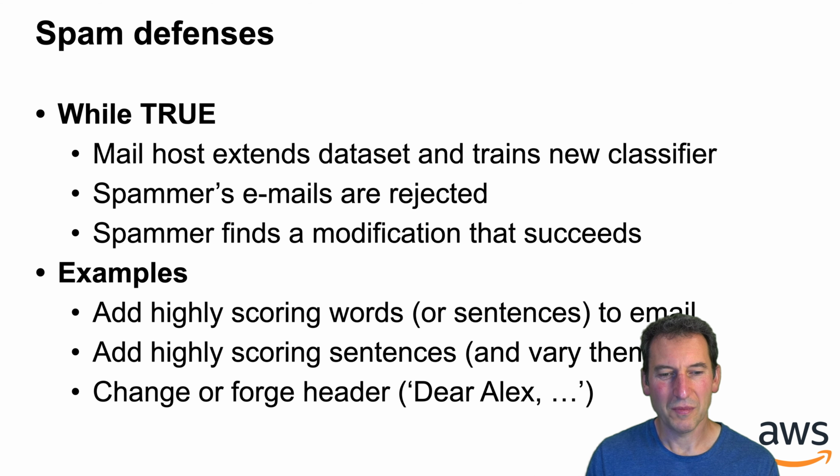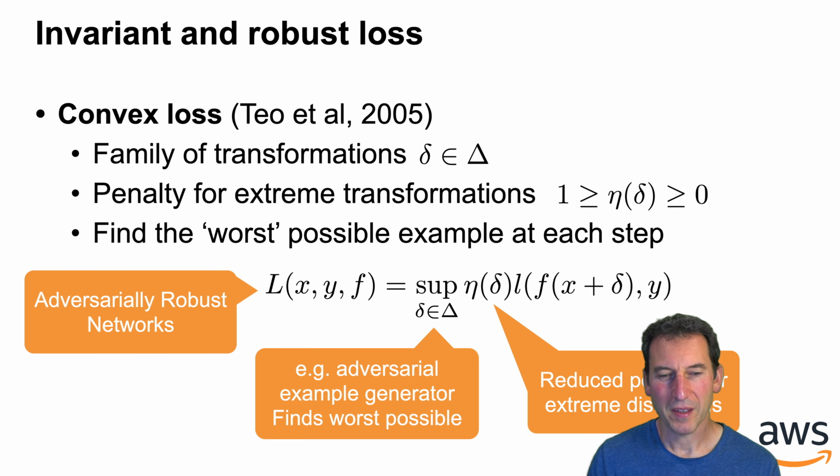So one example of what you could do is you could add highly scoring words or sentences, or maybe even just forge a header because maybe you know that the recipient is Alex. And all of this can be done in order to fool the system.